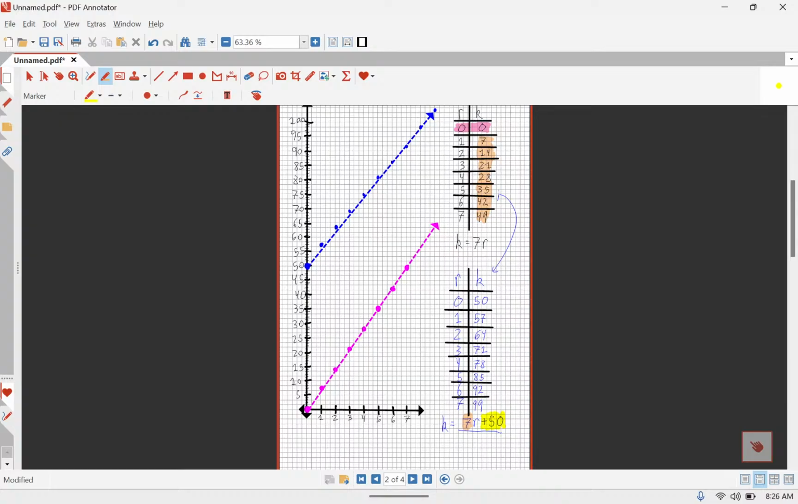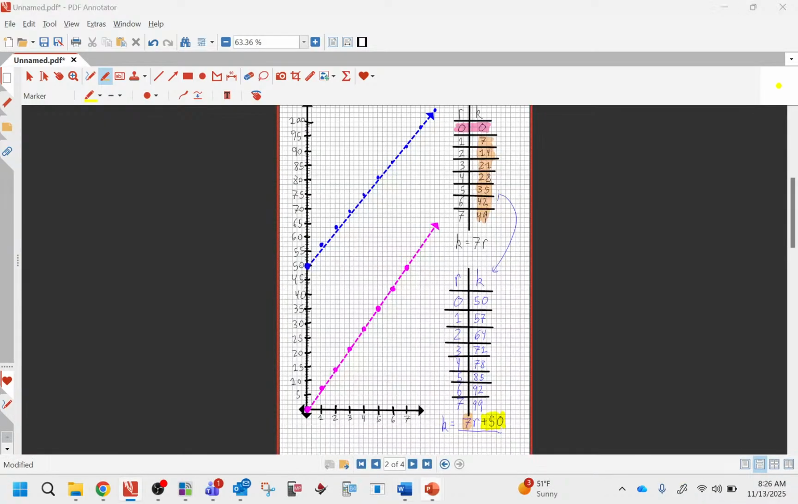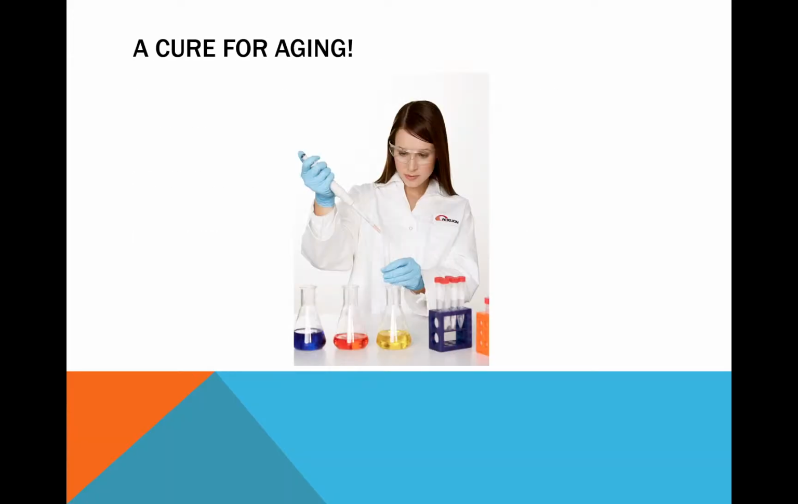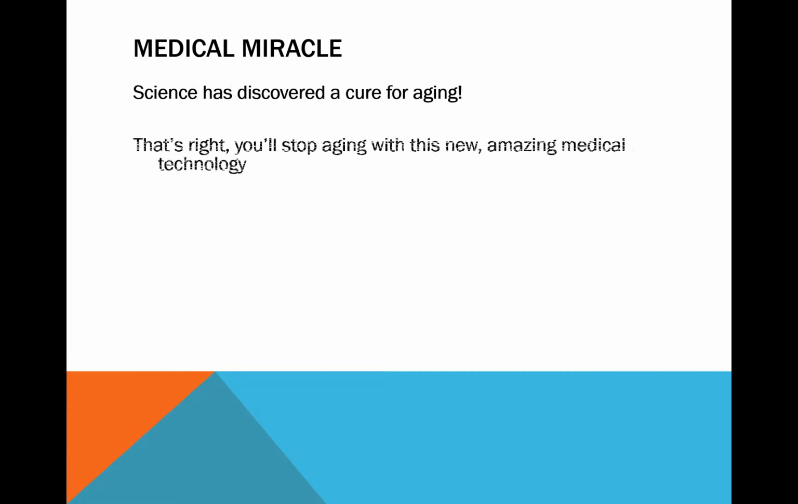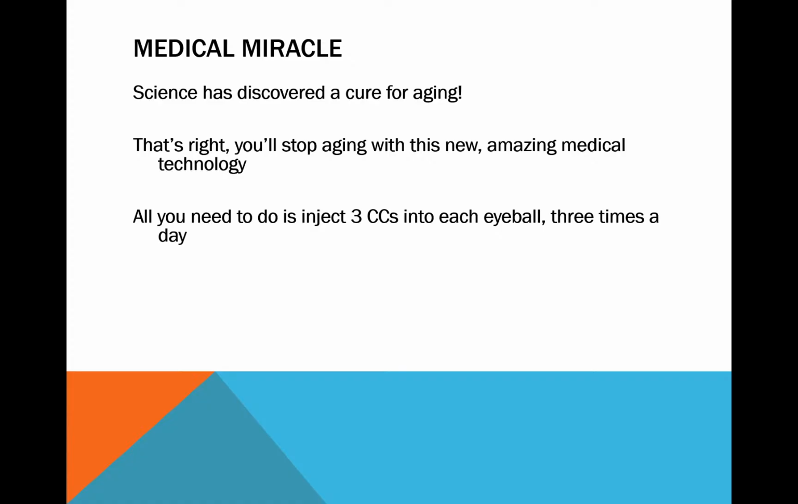Well, that's why we're going to look at one more example. We don't have too much time. We can at least introduce this example, and then we'll continue it tomorrow. A cure for aging. A medical miracle. Science has discovered a cure for aging. That's right, you'll stop aging with this new amazing medical technology. All you need to do is inject 3 cc's into each eyeball 3 times a day. Cubic centimeters.